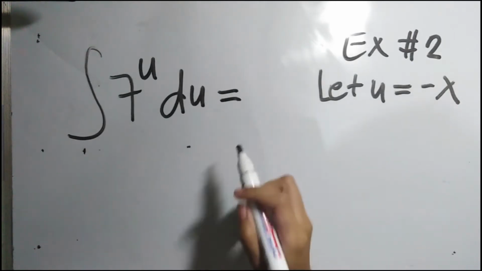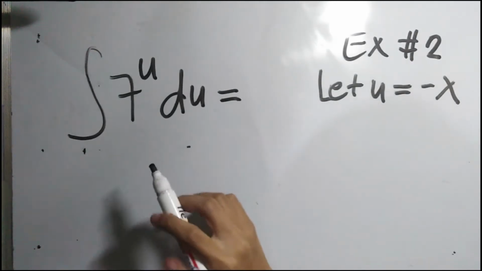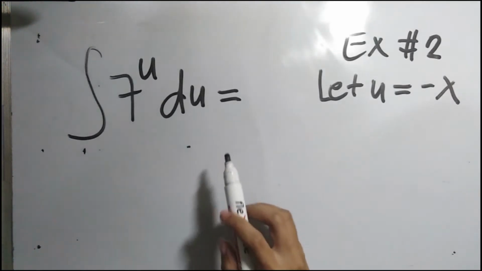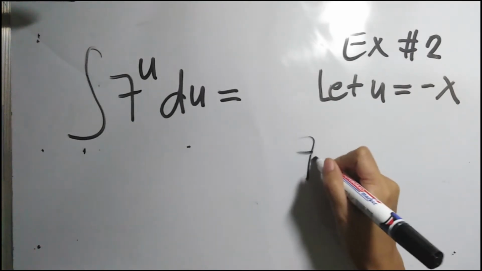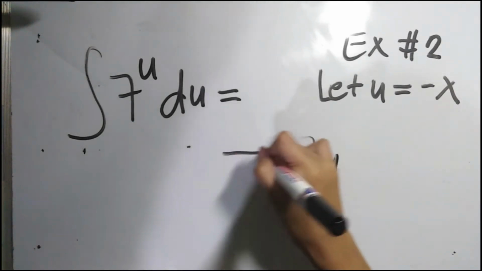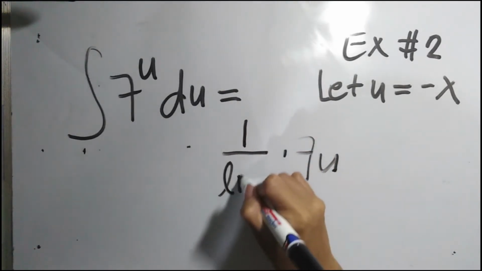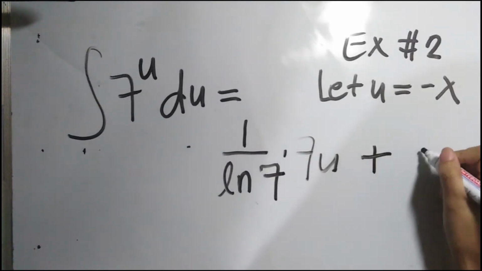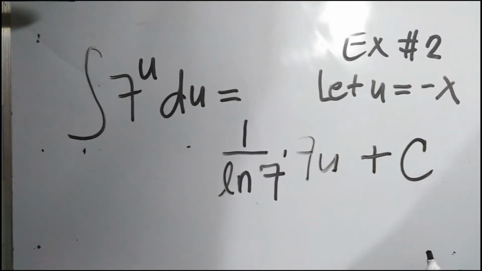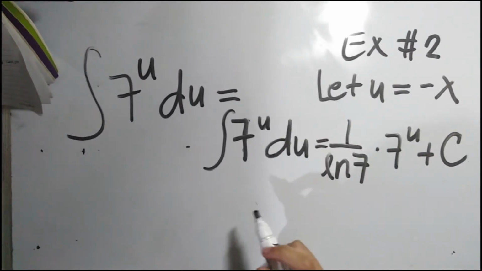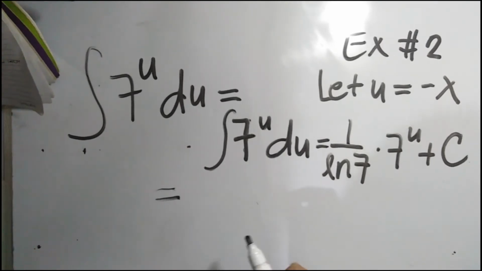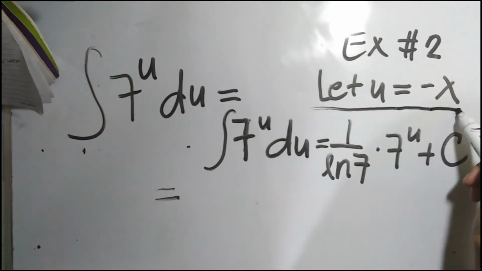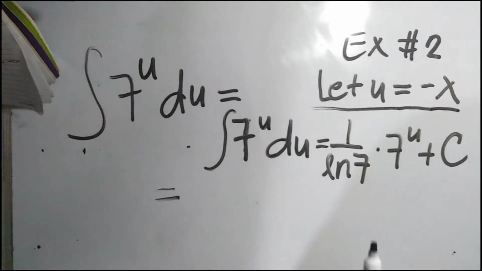With this, we can now apply the rule. So the antiderivative of this example, according to the rule, is itself multiplied by 1 over ln of its base, which is 7, plus c. For our last step, we need to replace what u is, and u is equal to negative x. So we will replace u with negative x, plus c.